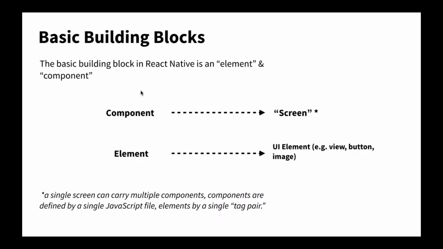Okay, so the basic building blocks of a React Native app are an element and a component. And loosely, these translate to screens and individual UI elements on, and I'm going to show you in this case, the iOS side. This is not a full one-to-one correlation, but it's more of a loose comparison in which you can actually have multiple components per screen. However, a screen is generally going to be a single JavaScript file.